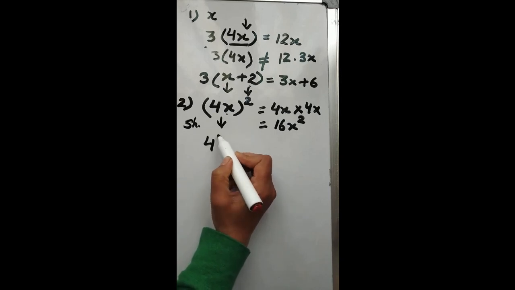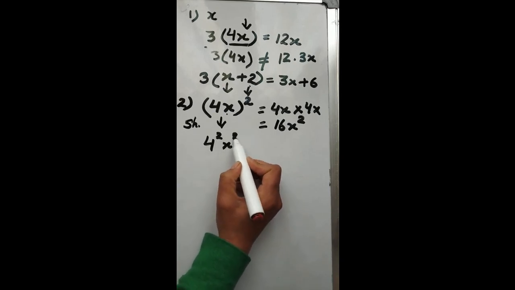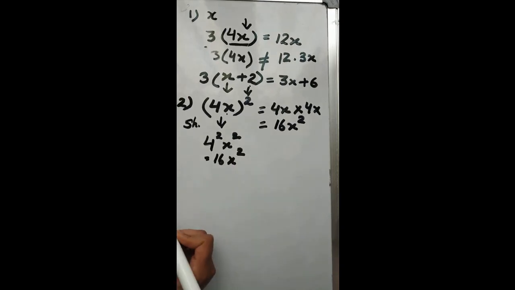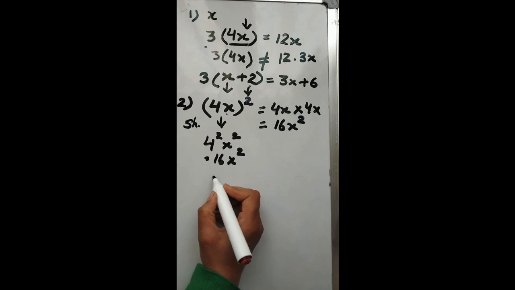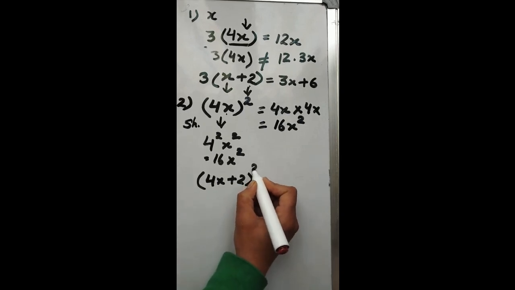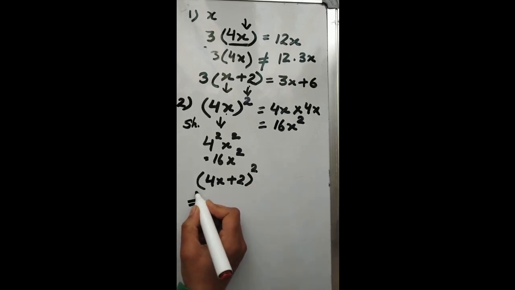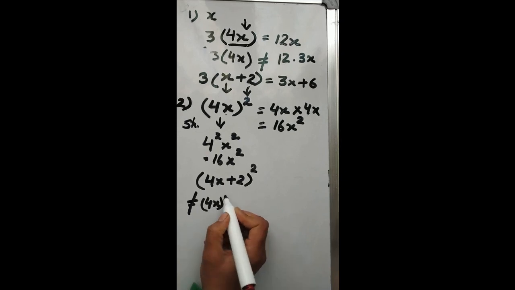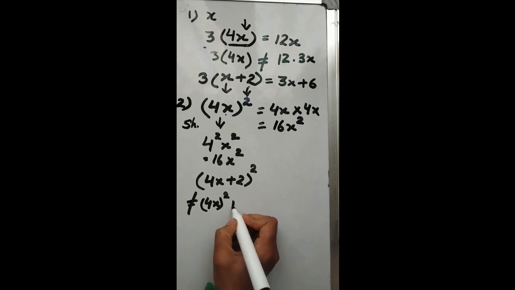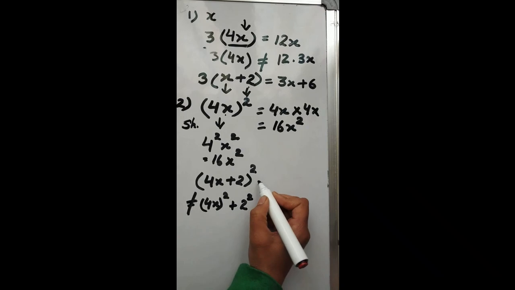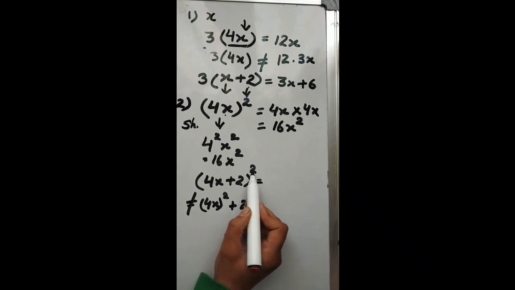Shortcut, it's 4 square and x square. That means 16x square. On the other hand, if we have 4x plus 2 whole square, this is not equal to 4x square plus 2 square. This is wrong, because actually it has to be, what does this mean?